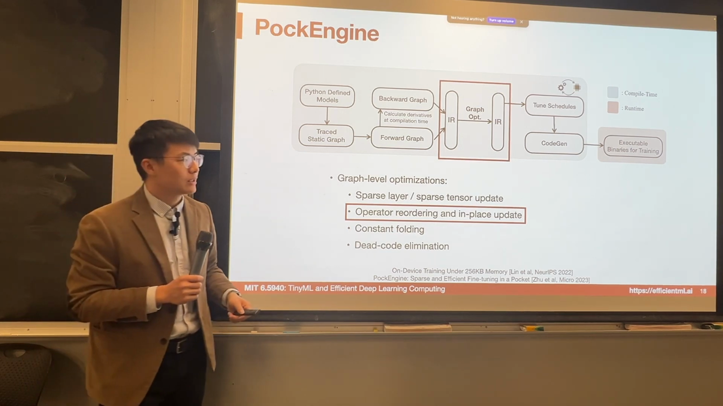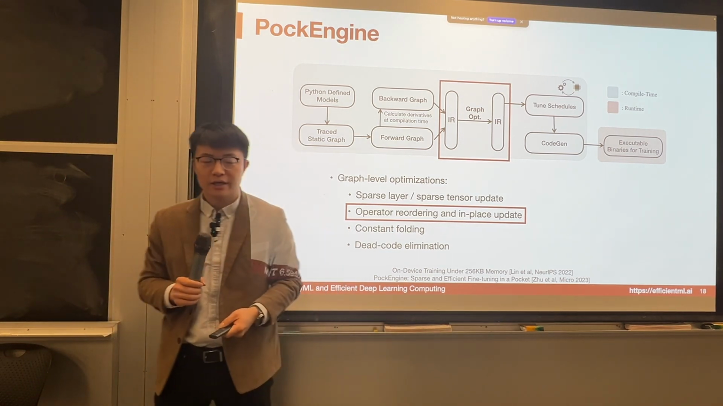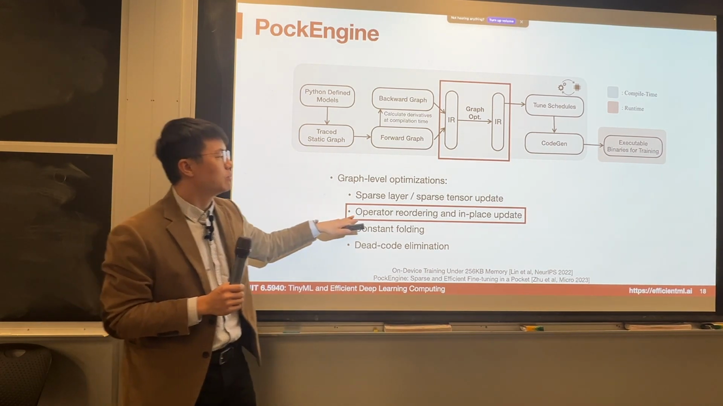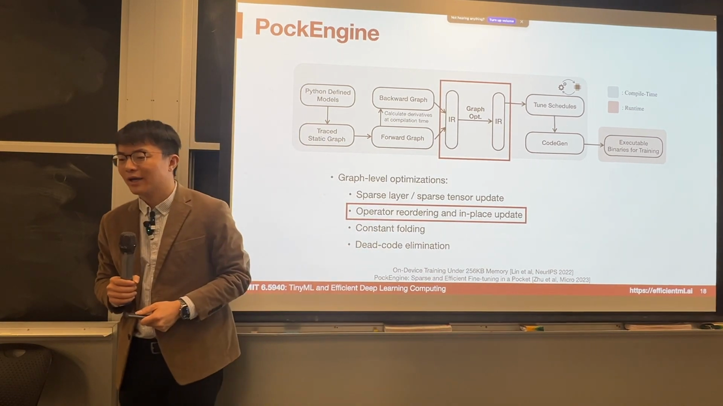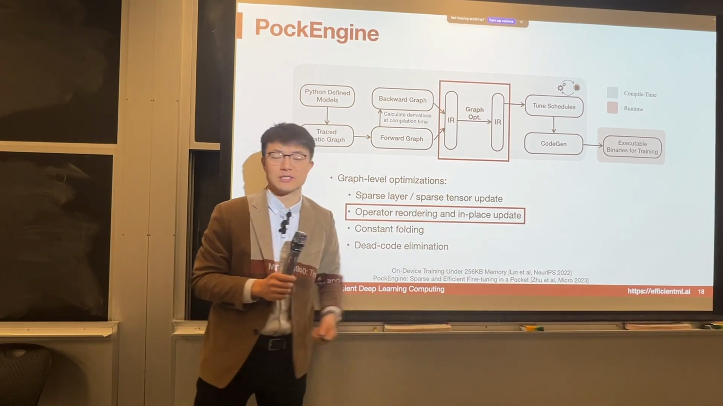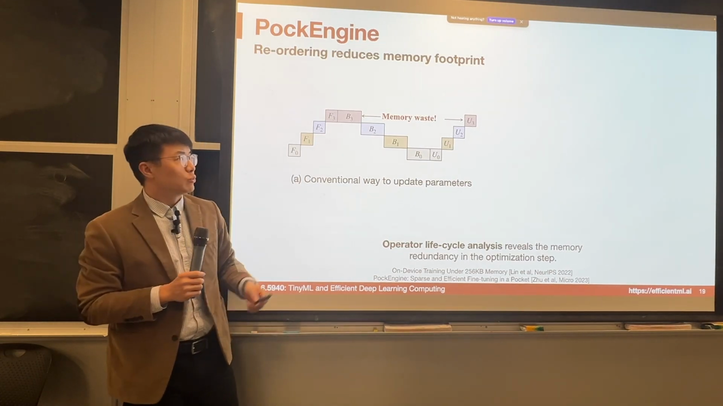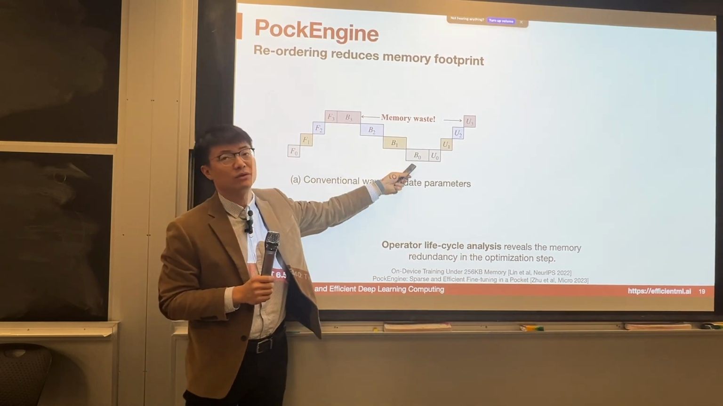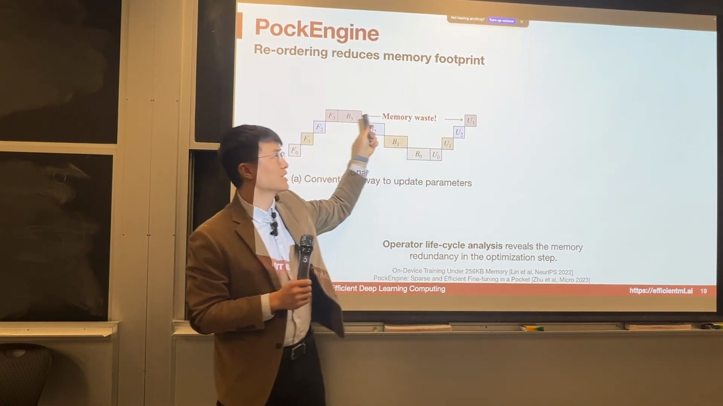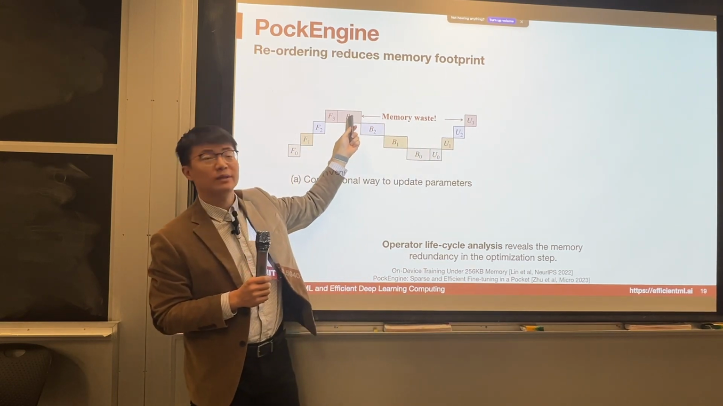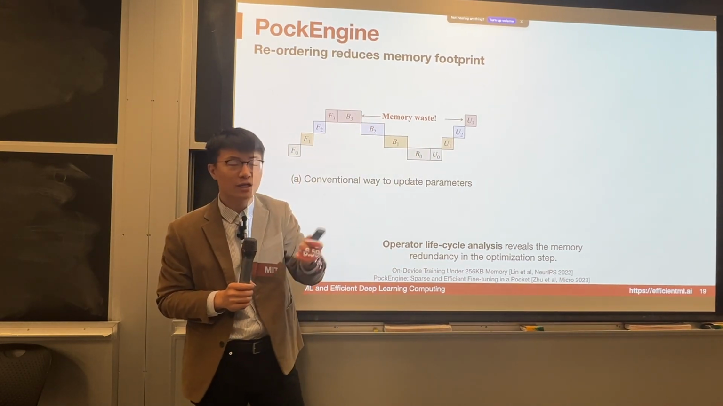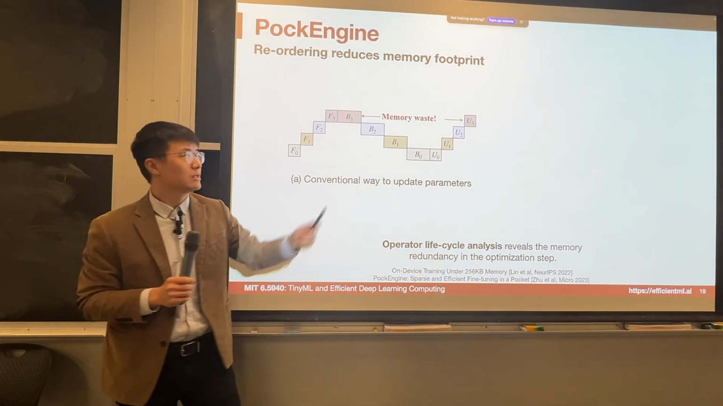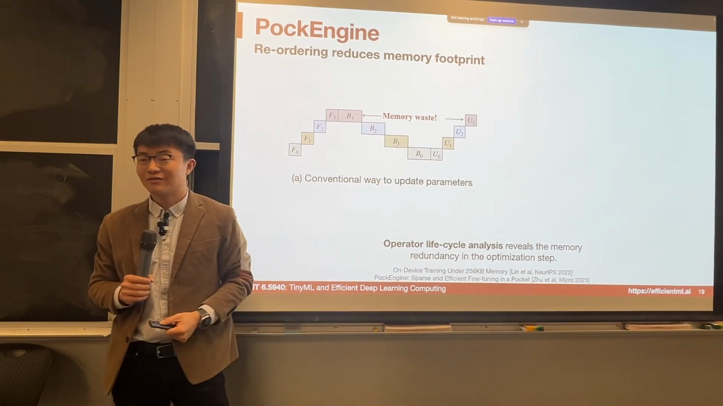So after getting the optimized compute graph that performs the sparse layer and also sparse tensor update, we can perform operator reordering and also in-place update to further optimize the IR. Previously, if we do forward and backward from layer 0, 1, 2, 3 and 3, 2, 1, 0, and then do the update, there will be a big gap between when this backward gradient is calculated versus when the weight is updated. So we want to minimize this period of the lifetime of this tensor.